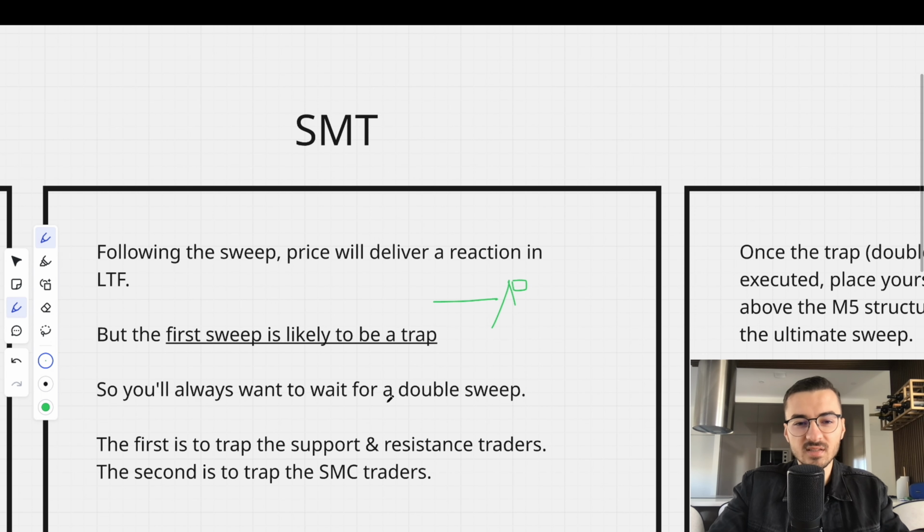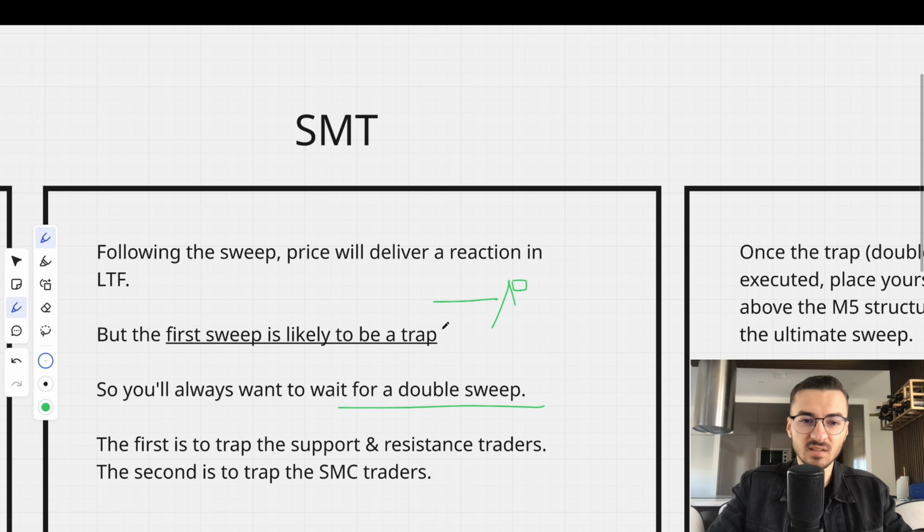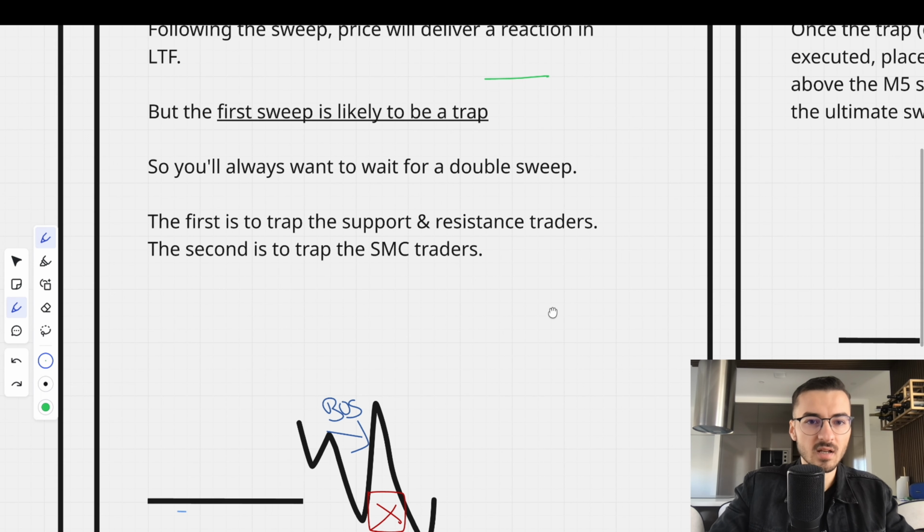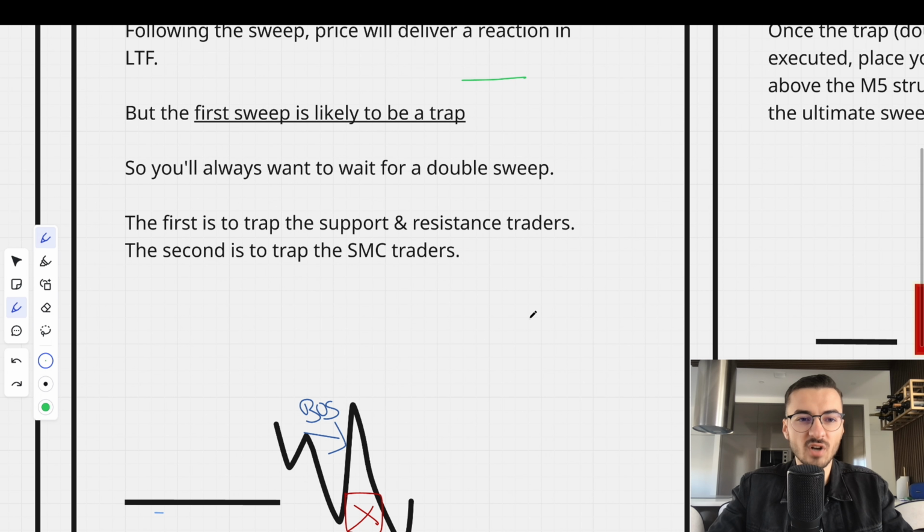So you always, most likely, will need to wait for a double sweep. It's just better confluence, okay? It will just give you a better win rate, a better chance of actually winning, being in a trade, as you will exactly spot the moment the price will reverse from. Because although the zone is correct, their entry isn't the best, because the first sweep will most likely become a trap. So the first trap is to trap the support resistance traders. Then once we finally do the second sweep, it will be to trap the SMC traders, okay?